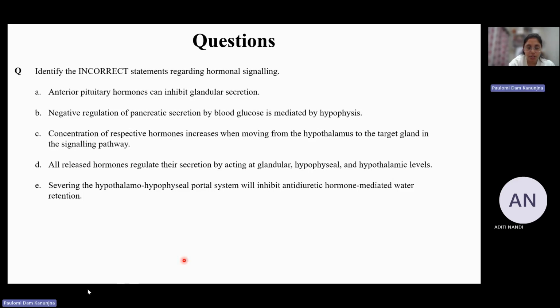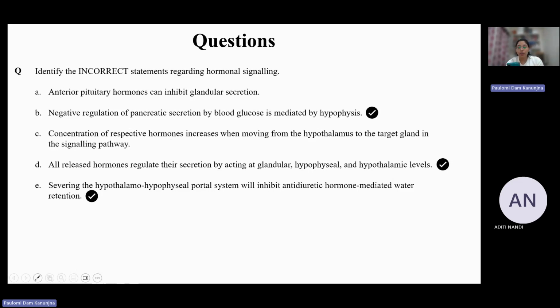Yes, sure. So in this, the incorrect statements are these. The first statement says anterior pituitary hormones can inhibit glandular secretion. So they also can release inhibitory hormones.